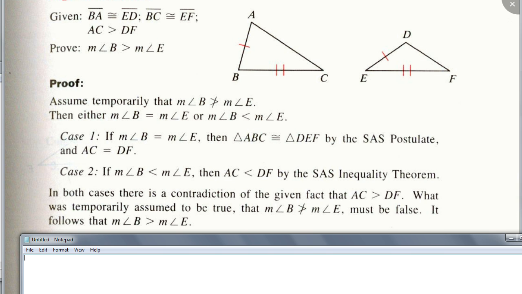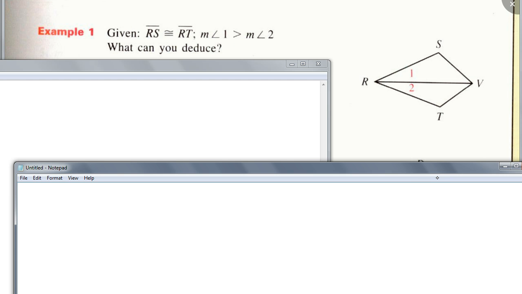Okay, these are really simple examples. Look up here. So here is example 1. If I told you that RS, that's given, RS is congruent to RT, and measure angle 1 is greater than angle 2, what can you deduce? Okay, how about Esther Yoon? What can you deduce if this is what we have?